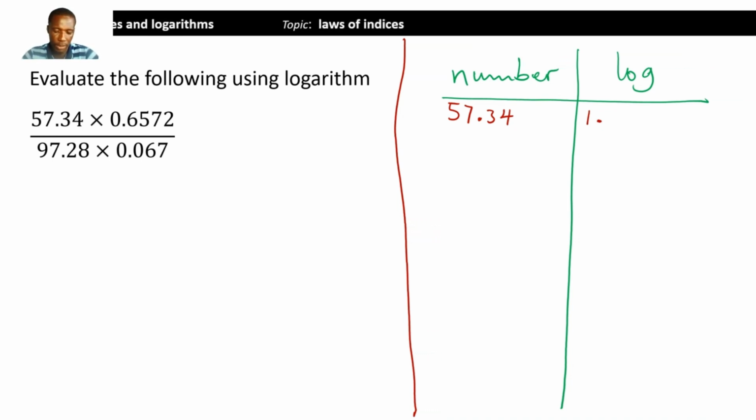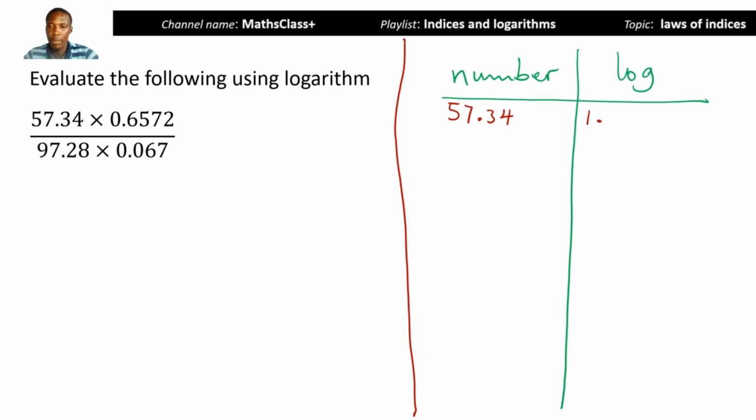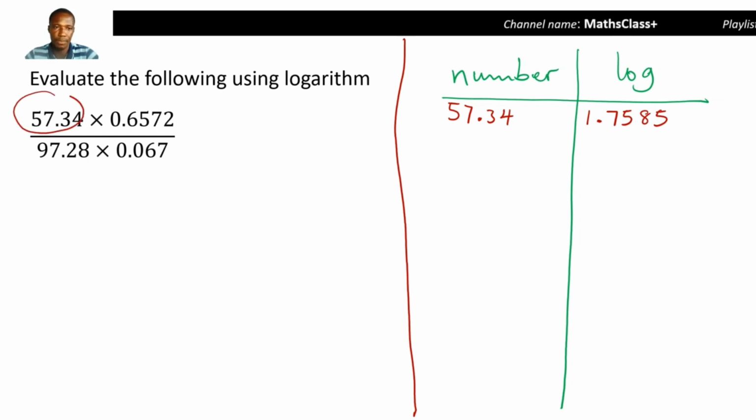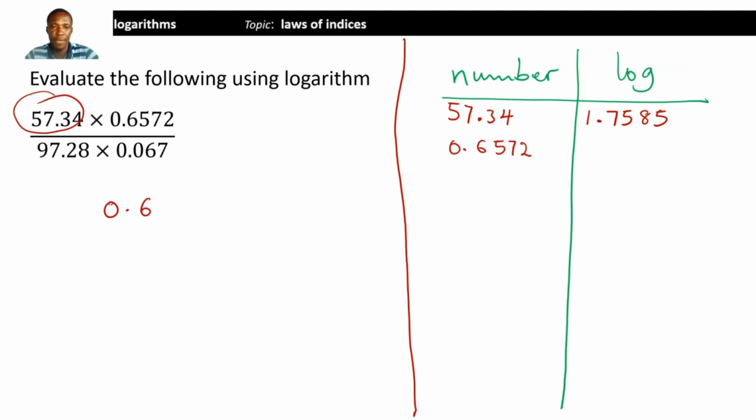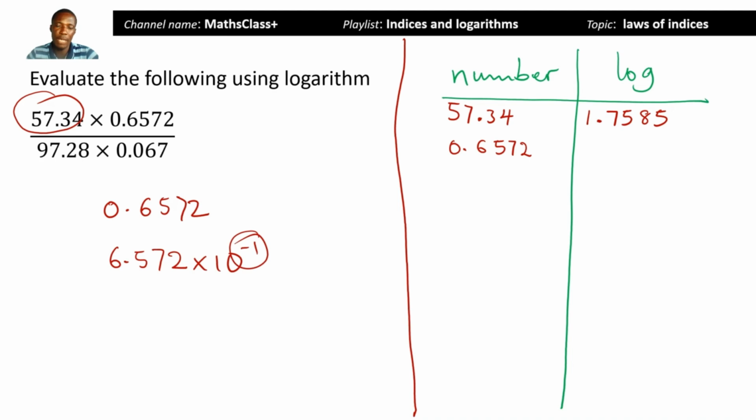Okay, so log. So this one will be log 1.7584. Okay, so I'll run it as 85. That is for this one. Then the second one, 0.6572. Now, if we are to convert this to standard form, 0.6572 will become 6.572 times 10 to the power negative 1, right? So the negative here becomes our characteristic.